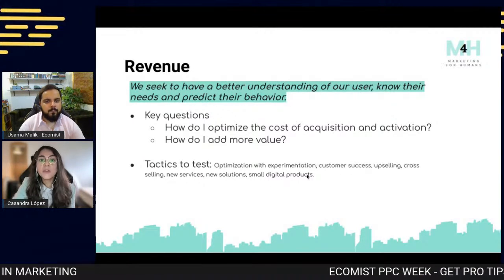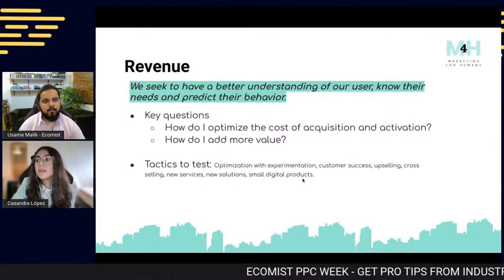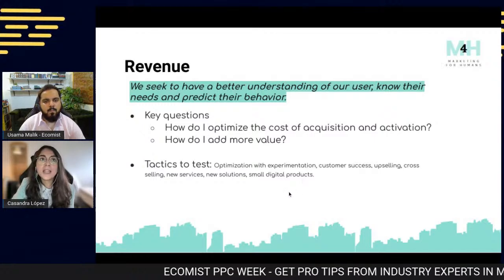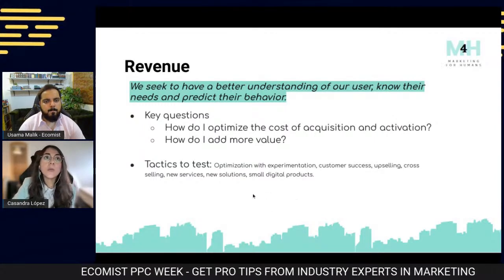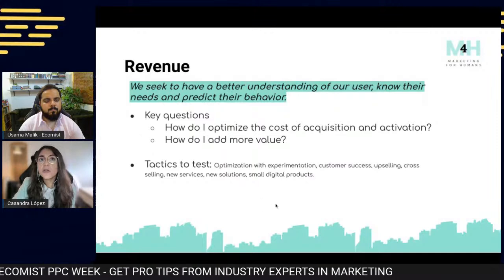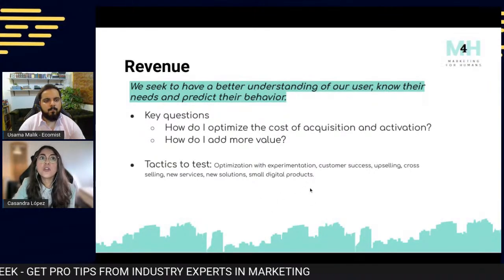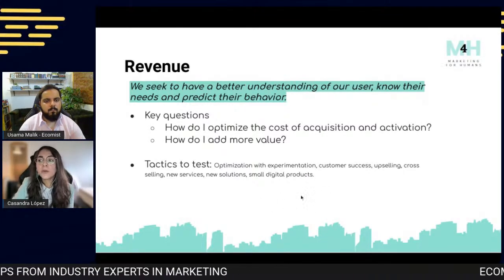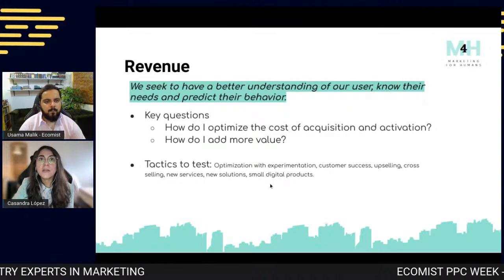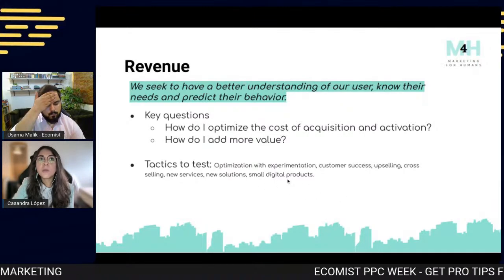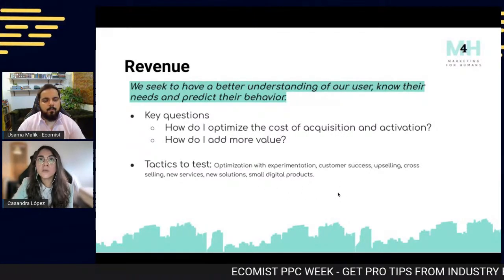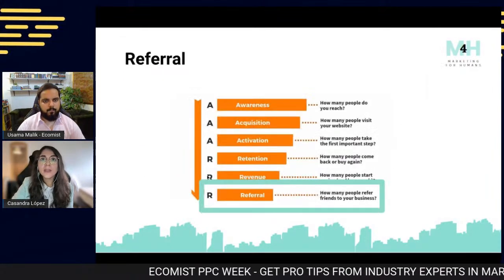Here are small digital products. Hey, Casandra, I can give you my app that will teach you how to warm up before your training, how to mark your milestones so that you get prepared for the final race. So these are small digital products that also work for engagement and retention.